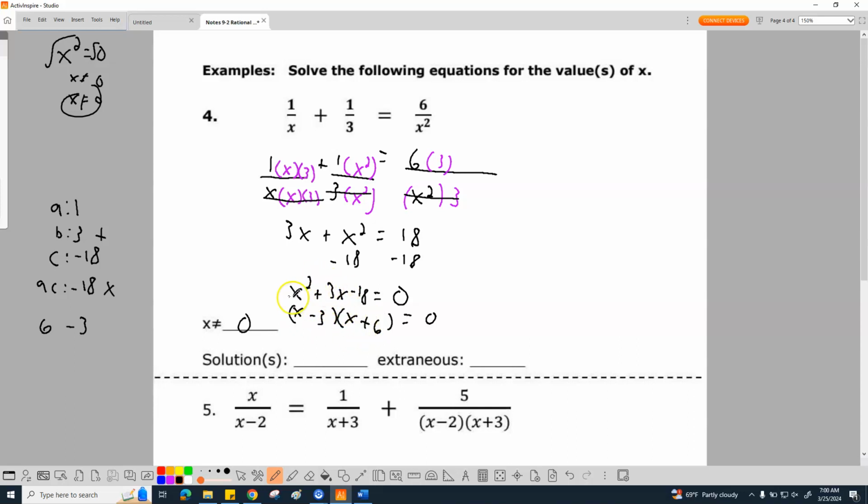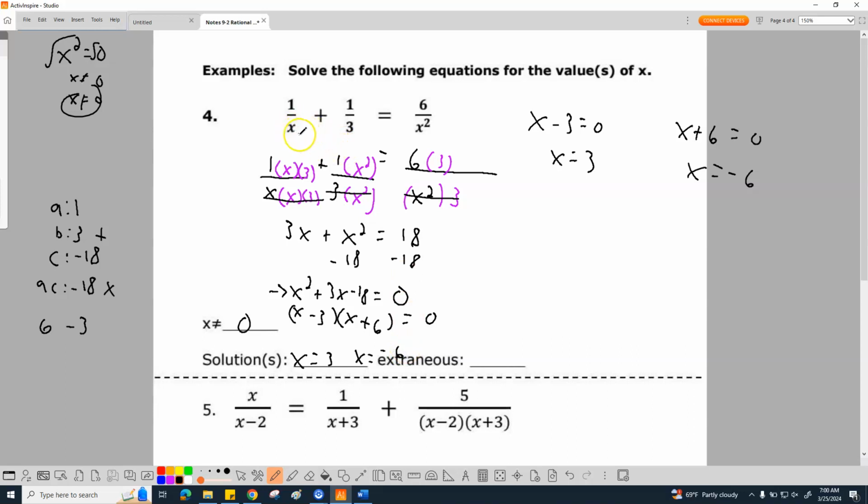So I broke this part down. This part received the ABC treatment, and it broke into this thing. And now what I'm going to do is solve my x minus 3 equal to 0, and my x plus 6 equal to 0. So x minus 3 is equal to 0, and now x plus 6 is equal to 0. And what do I end up with in this case? I end up with x equals 3, so that's a potential solution. And then I end up with x equals negative 6 as another potential solution.